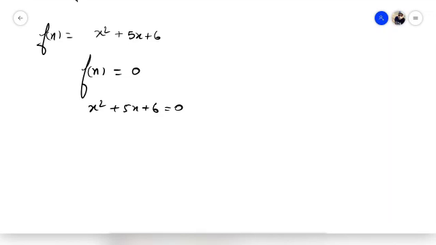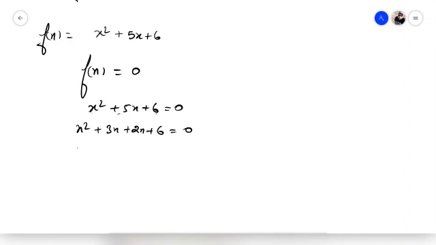Now we can use any method to solve this quadratic equation. I am using the split the middle term method because this is a very easy one. Let us find two numbers whose product is 6 and whose sum is 5. 3 twos are 6, and 3 plus 2 is 5. So it will be x square plus 3x plus 2x plus 6 is equal to 0.